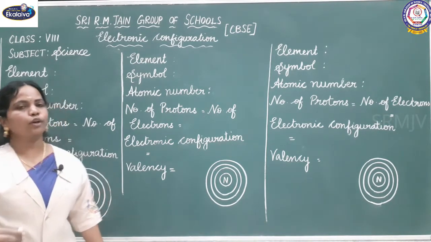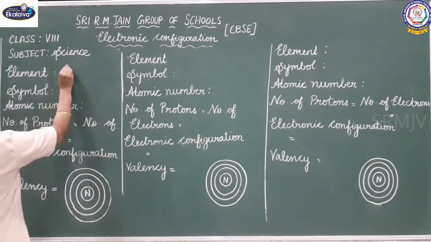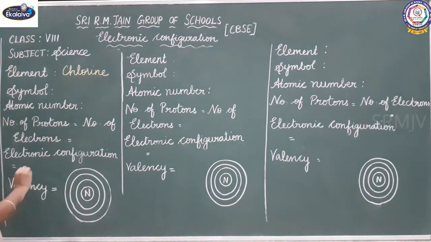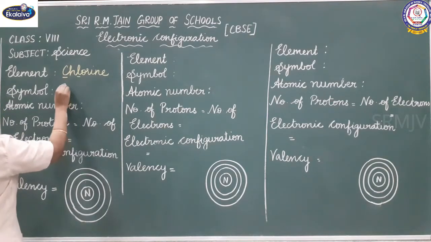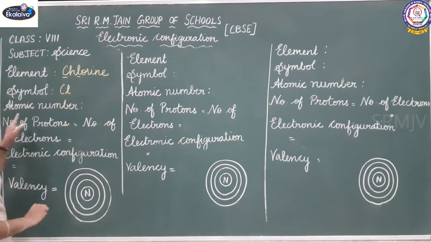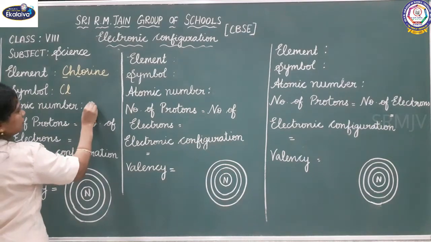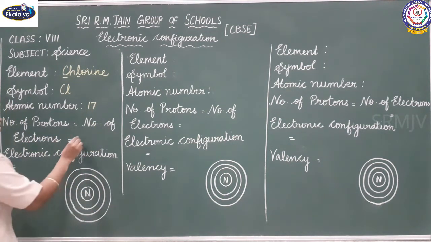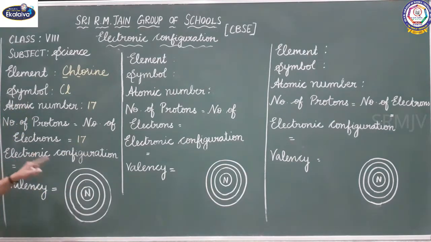Next element is chlorine. Symbol of chlorine is Cl. Atomic number is 17. Number of protons, which is equal to number of electrons, that is also 17. Electronic configuration is K shell 2 electrons, L shell 8 electrons, M shell 7 electrons. So 2 plus 8 plus 7 is 17.